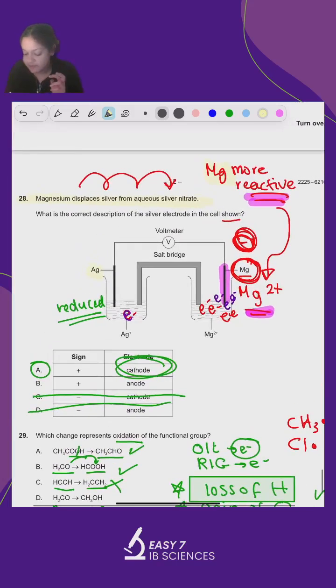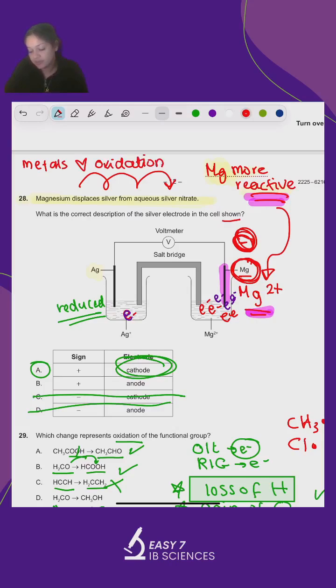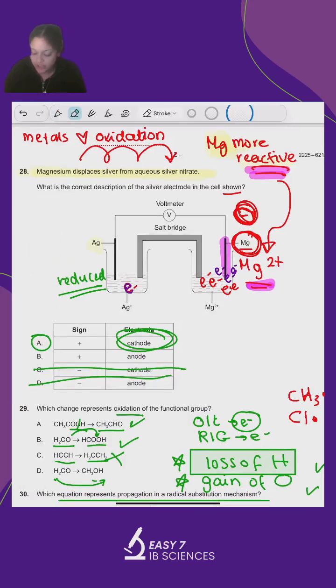Okay, fine, no worries. So if magnesium displaces silver, that means magnesium is more reactive. Hopefully you guys are up to track with that, the fact that magnesium is the more reactive one. If magnesium is more reactive, then that's the one that's going to get oxidized, because metals love getting oxidized. So metals love oxidation, honestly, because oxidation means that they get to lose their electrons, and we know that for example, metals like magnesium, because they have 2 valence electrons in their outer shell, they want to lose those electrons.